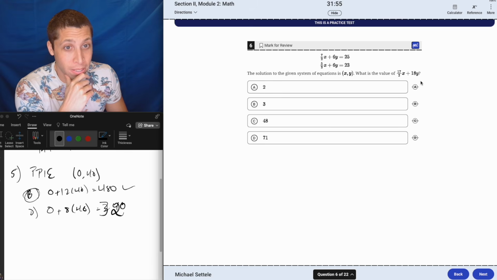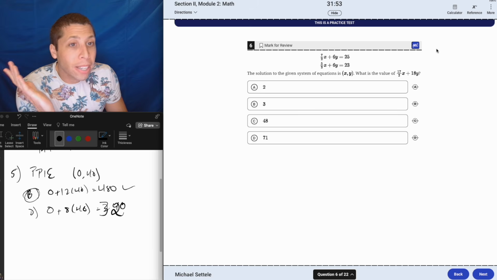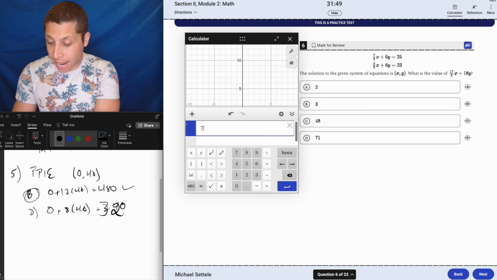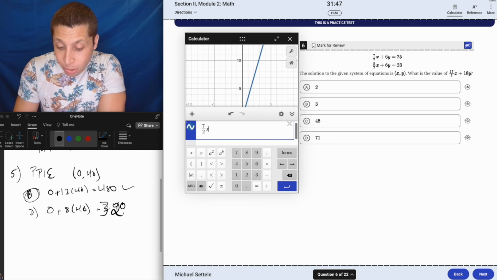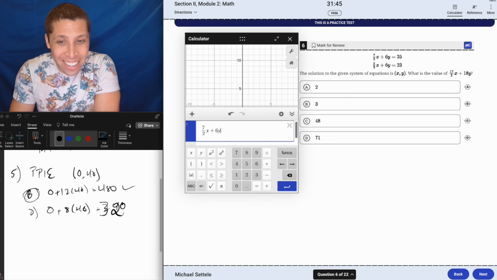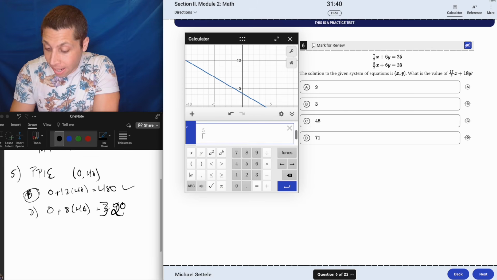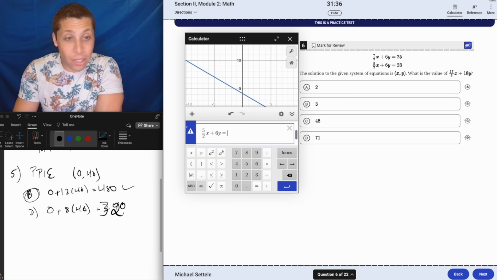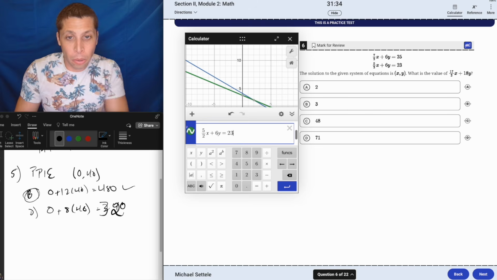So what is the value of this? I am sure that if I just did some little shortcut and added these together in some convenient way, I would get exactly what I need, but I don't care. So we're going to just let Desmos do it. Anytime there's a system of equations and it's not like an easy one, where one of the equations isn't just like x equals 4, we're always going to do this.